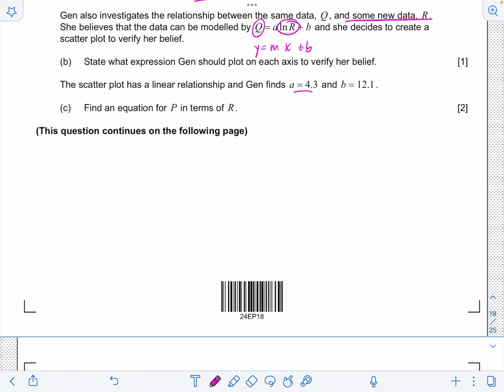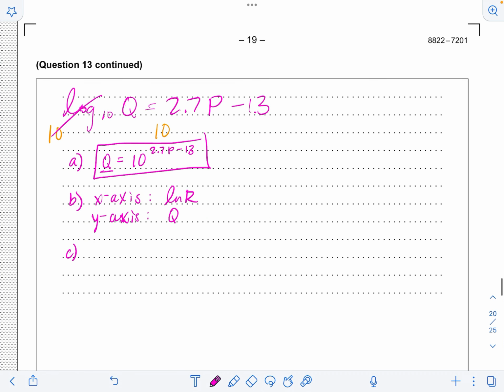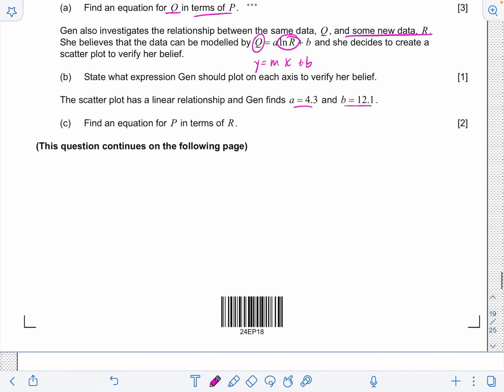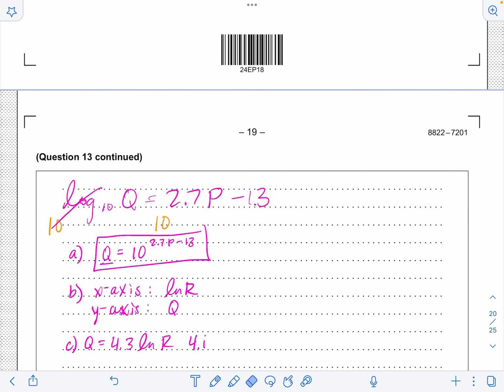Here we have an A and B given to us for this model. So we can substitute those in. We'll start by doing that. Q equals 4.3 natural log R plus 12.1.